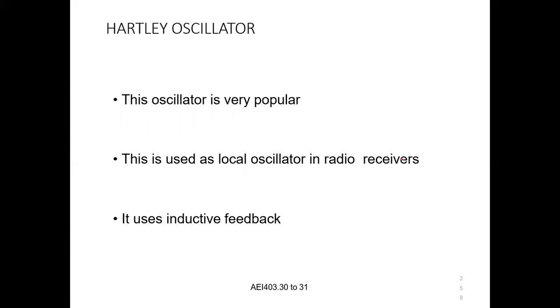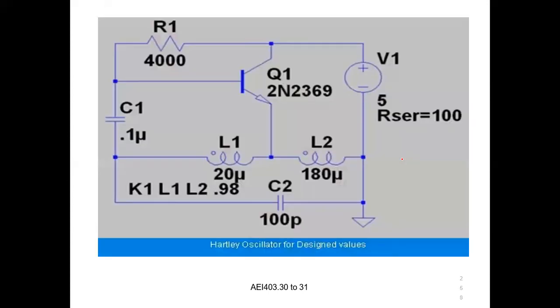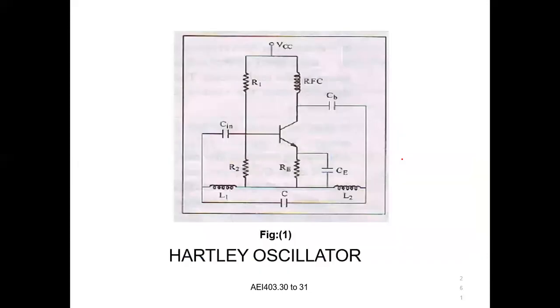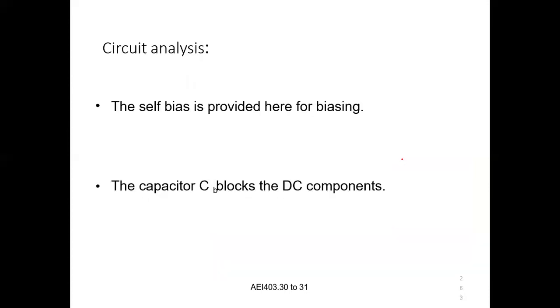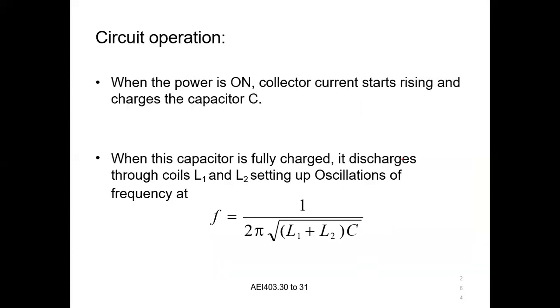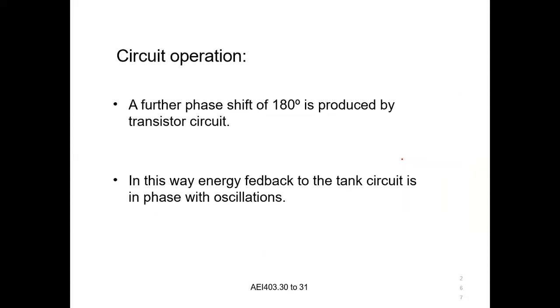The next one is the Hartley oscillator. This oscillator is very popular. It is used as the local oscillator in radio receivers. It is an inductive oscillator; here they use two inductors and one capacitor for the oscillation. The output frequency follows the condition of L and C: F is equal to 1 divided by 2 pi root of (L1 plus L2) into C. If both the L are the same, then it is 1 divided by 2 pi root of L C. So like that we can take the Hartley oscillator.